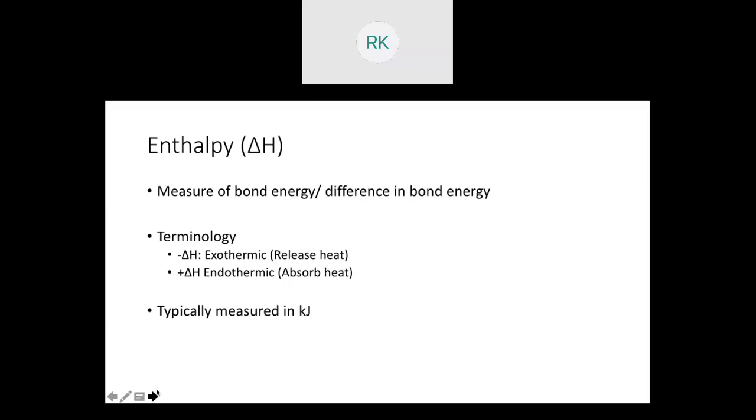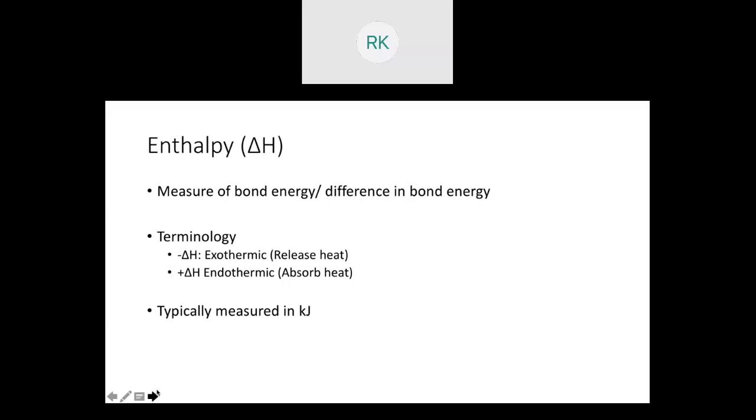It's typically delta H, which is, again, the difference in bond energy between products and reactants. Okay, and so some terminology from last semester, which hopefully you still remember. If delta H is negative, we term that exothermic. Exo, again, meaning exit or release, which means it releases heat. And positive delta H is an endothermic reaction, which means endo means in, which is absorbs heat, right? Heat has to come into the system.